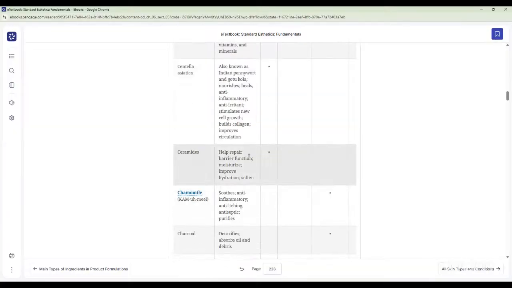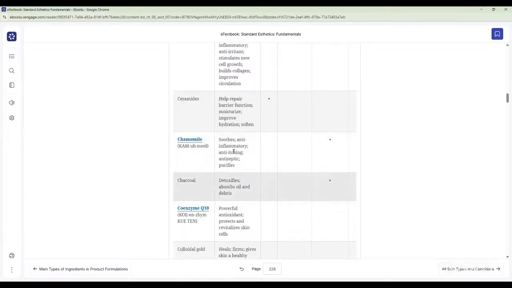Ceramides help repair barrier function. These are also found in shampoos, conditioners, and moisturizers. Ceramides can also be found in serums. Chamomile soothes, is anti-inflammatory, anti-itching, antiseptic, and purifies. So this absolutely falls into repair.